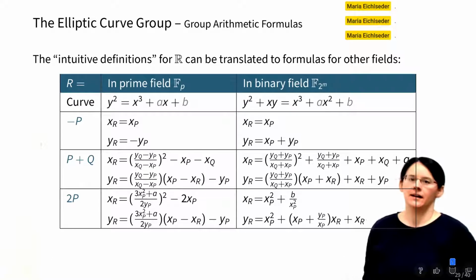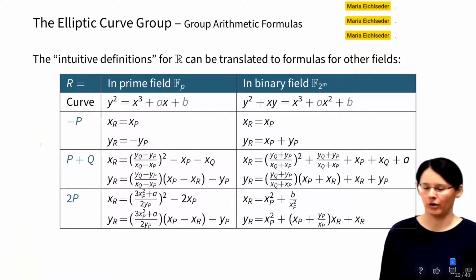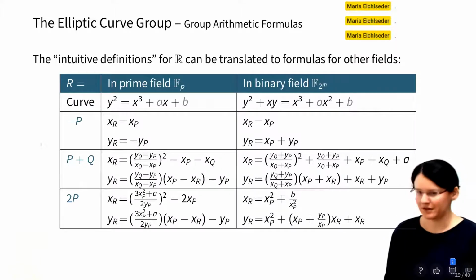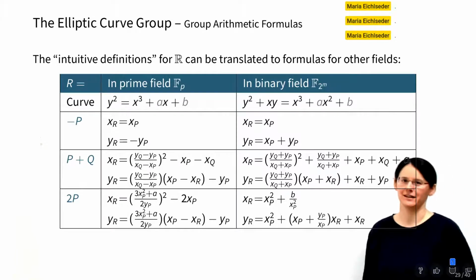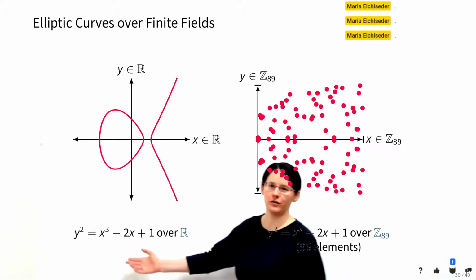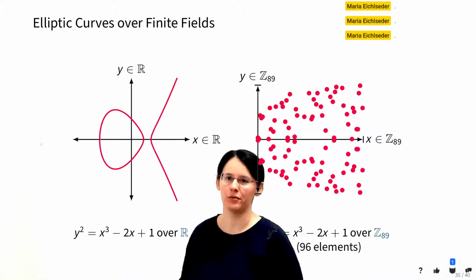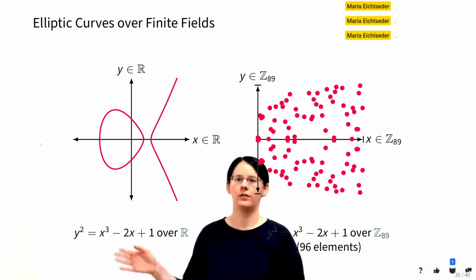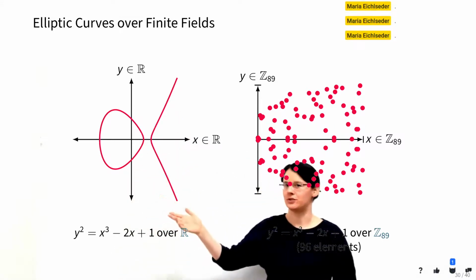You will also notice that the nice pictures so far have all been for real curves, and that is because the pictures for finite fields unfortunately look a bit less attractive. So here's a comparison. This is a particular curve, namely y squared equals x to the power of 3 minus 2x plus 1 over the real numbers. You see a nice symmetry, you see a nice smooth shape.